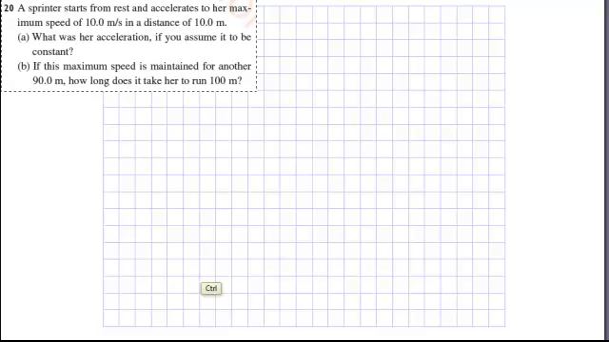This is problem 220 at the end of the chapter. A sprinter starts from rest and accelerates to her maximum speed of 10 meters per second in a distance of 10 meters.